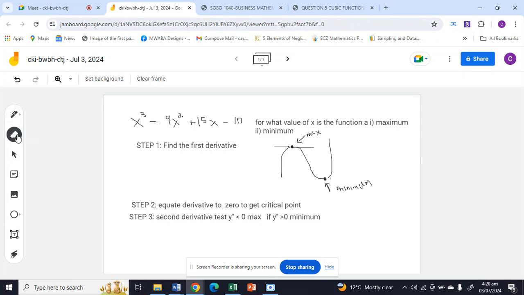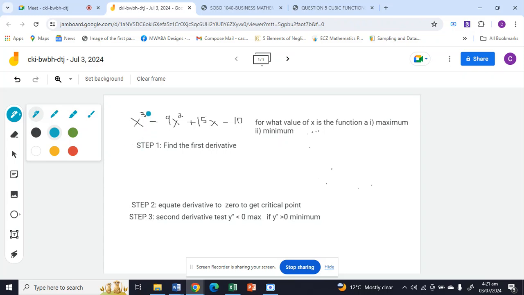So the first thing, which is step 1, is you need to derive the cubic function. Here we're going to use calculus to derive our cubic function. We're going to be using the power rule. With the power rule, this is how you do it. First you multiply the exponent. We're going to derive each of these terms in this equation here.